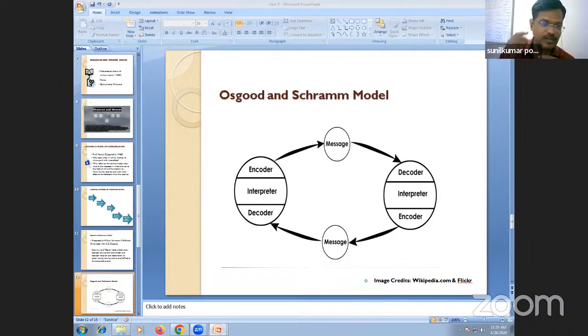The interpreter is not exactly a disturbance. Of course, in the communication model it is called noise, meaning barrier, but exactly we don't say barrier. Sometimes it is required. Sometimes we call it feedback.